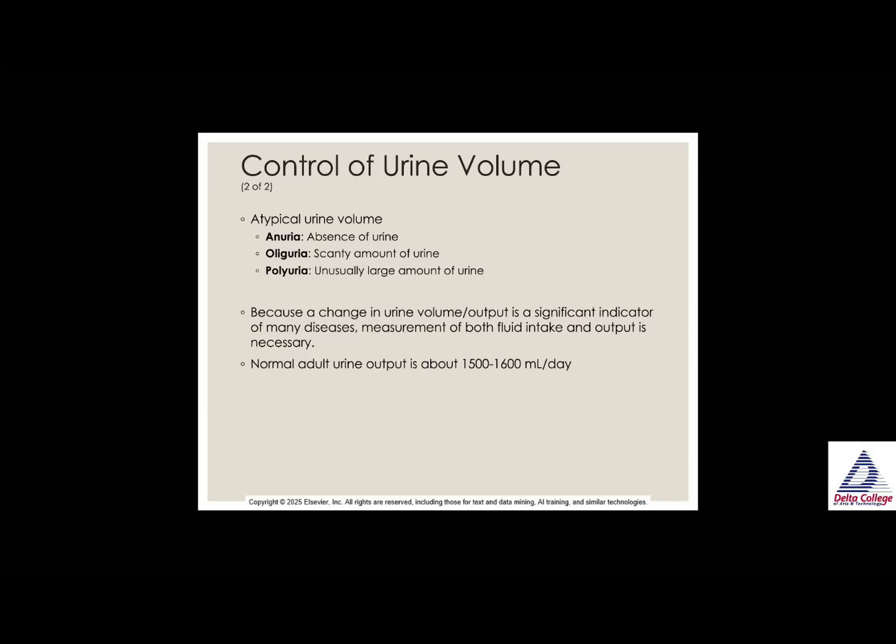Because a change in urine volume or output is a significant indicator of many diseases, measurement of both fluid intake and urine output is necessary. I and O is what we call this, and we do this all the time in nursing. Now, the normal adult urine output is about 1,500 milliliters per day, or 1,500 to 1,600 milliliters per day.